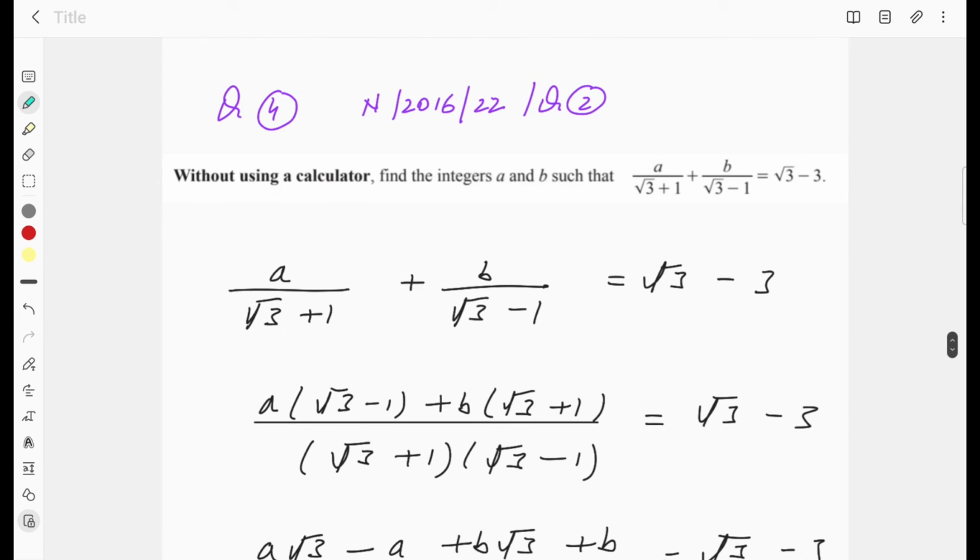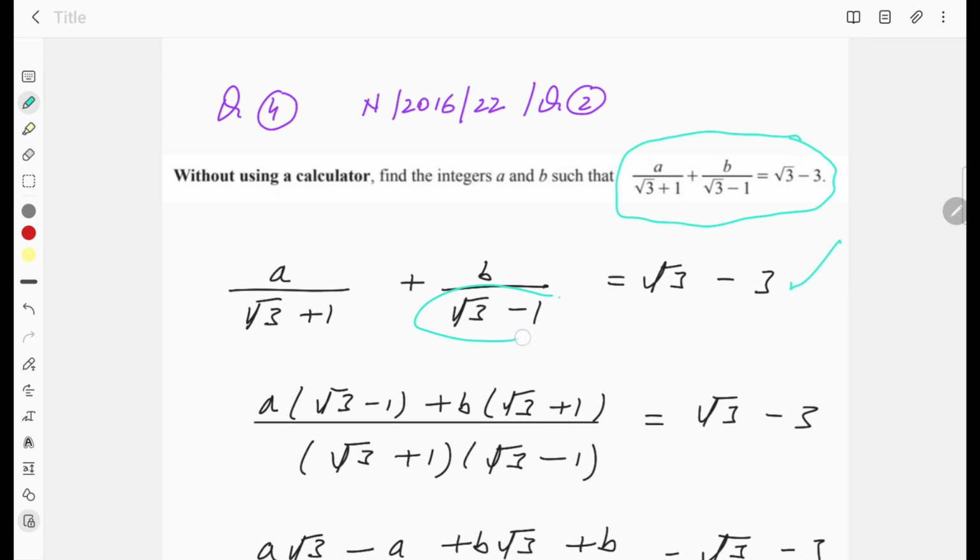Question number 4. This is November 2016, variant 2.2, question number 2. Without using calculators, find the value of a and b in this equation. So let me start with the question.